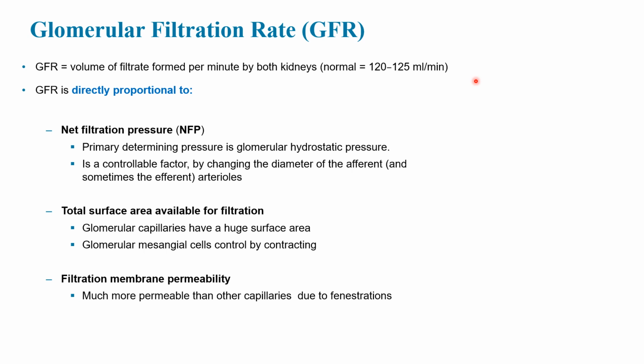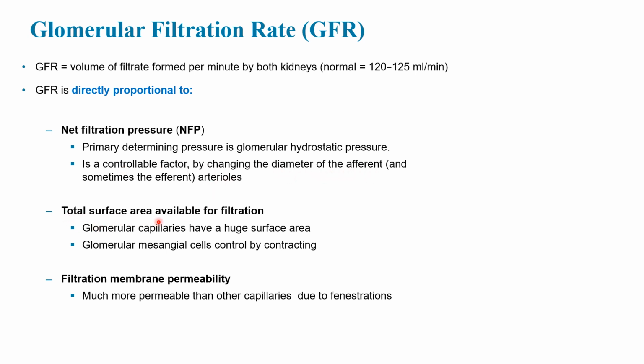The net filtration pressure is dependent upon the glomerular hydrostatic pressure, and this is a controllable factor. How can we control it? How can we control the glomerular hydrostatic pressure? By changing the diameter of the afferent arteriole, and sometimes also of the efferent arteriole. Remember, the arterioles, even in the systemic circulation, their diameter can be changed. If they constrict, they become smaller, and if they dilate, they become bigger. So the diameter of the arteriole is a controllable factor.